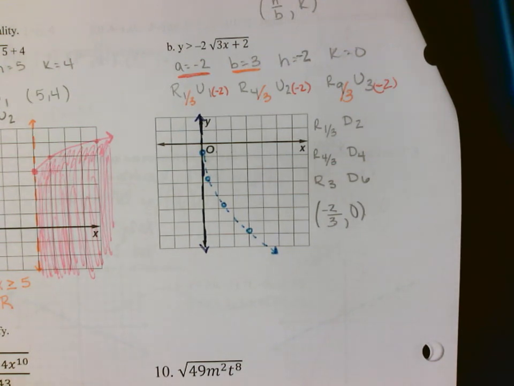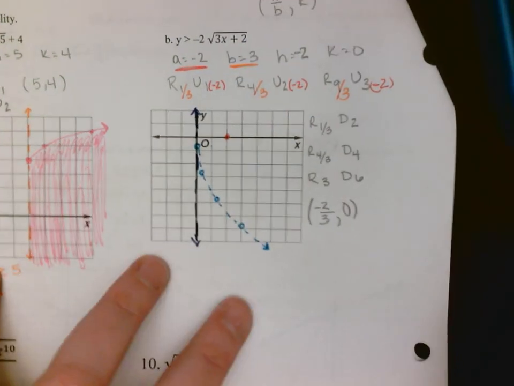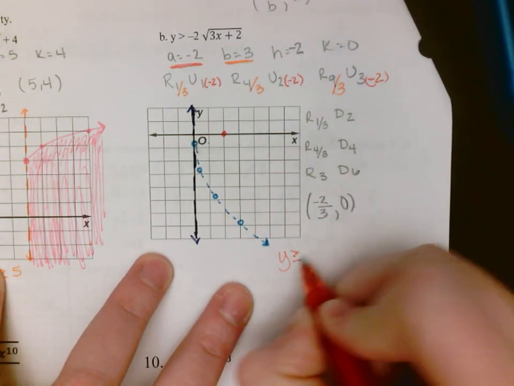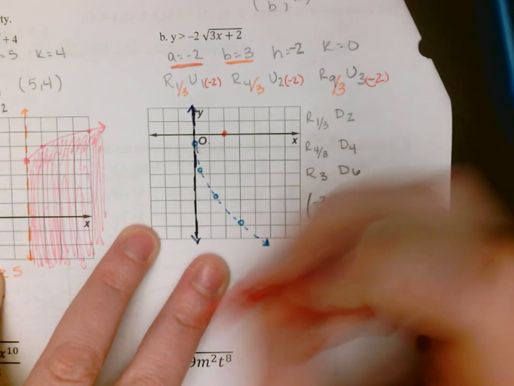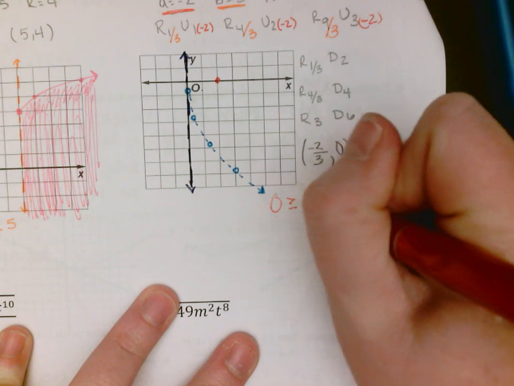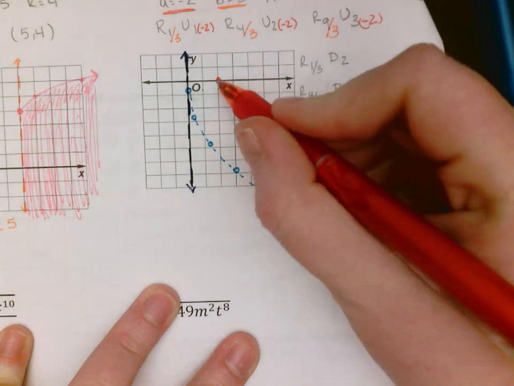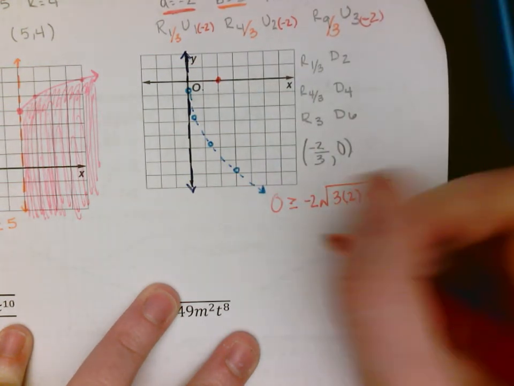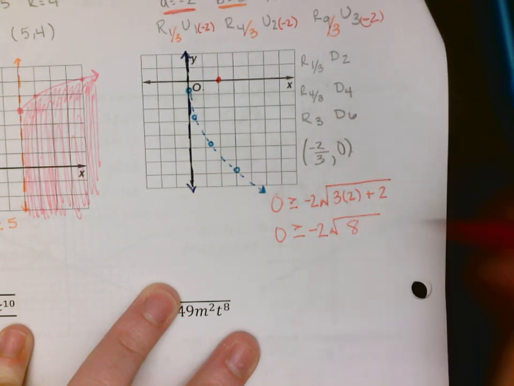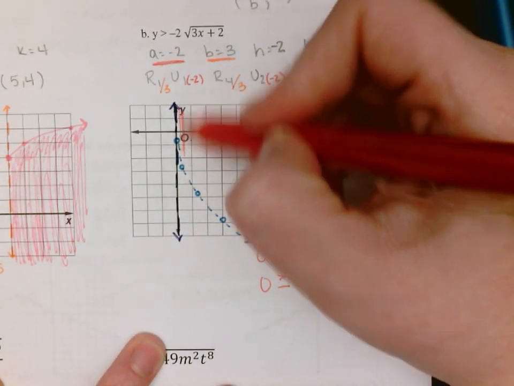So I'm going to guess this point here, and I'm going to do 2, 0. I'm going to double check this math because I really don't like playing by the rules. y is greater than or equal to, so if I pick 2, 0, I'm going to plug in 0 is greater than or equal to negative 2 times the square root of 3 times 2, testing the red point, plus 2. So is 0 greater than or equal to negative 2 times the square root of 8? This is going to be a negative answer, so that's true. So it's going to be everything above.